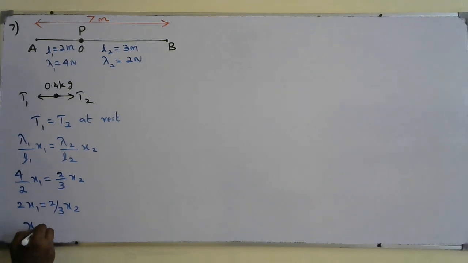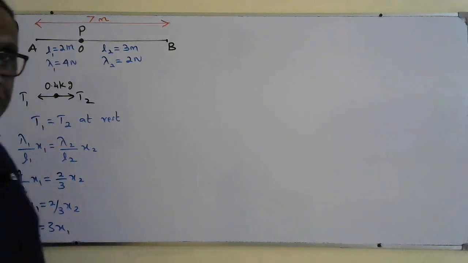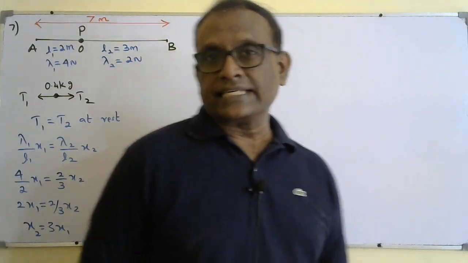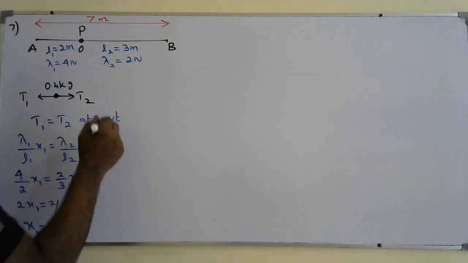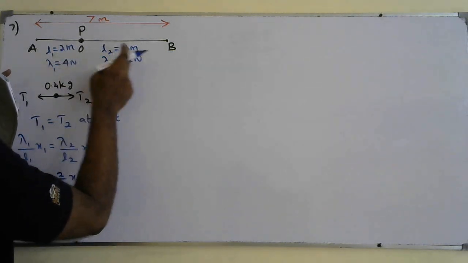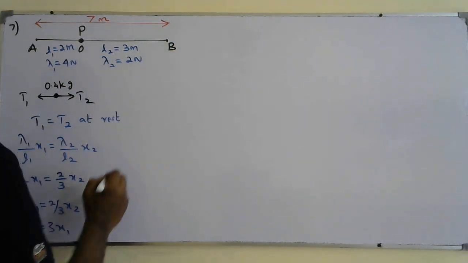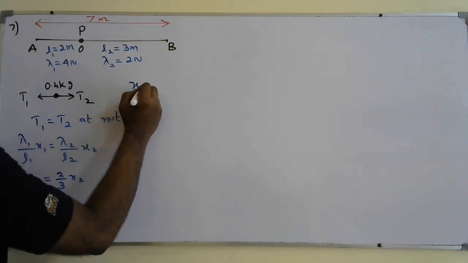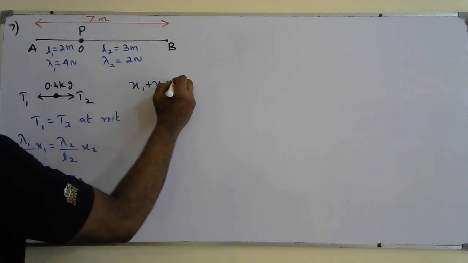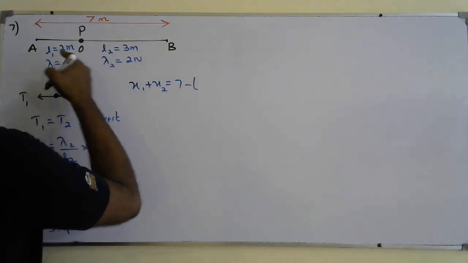x2, the extension of the second string, is equal to 3 times the extension of the first one. But I already said that x1 plus x2, the total extension, is equal to 2, because we know the natural length is 2 plus 3, 5, but the length between A and B is 7 meters. So x1 plus x2 is equal to 7 minus (2 plus 3).